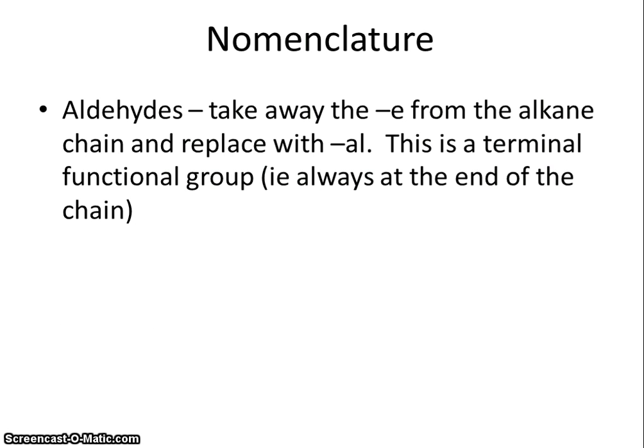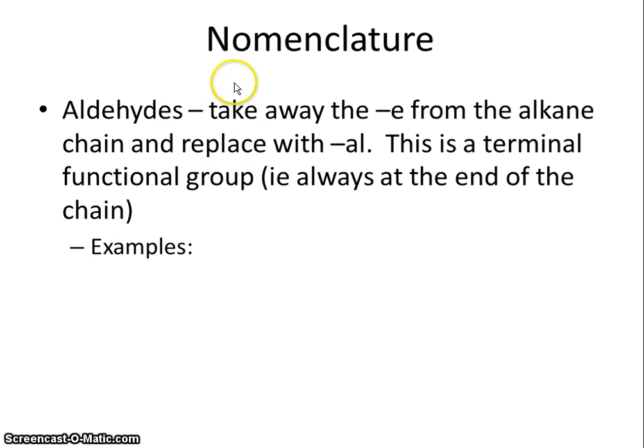Okay, so talk about nomenclature. For aldehydes, take away the E from the alkane chain and replace it with an -al. It's a terminal functional group, so it is always at the end of the chain. That's what terminal means, at the end. If you're catching a train and its terminal station is Wellington, that is its last stop. Oh, examples. I was going to give you some examples there.